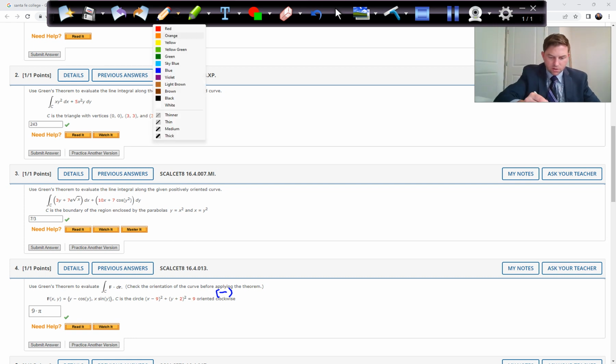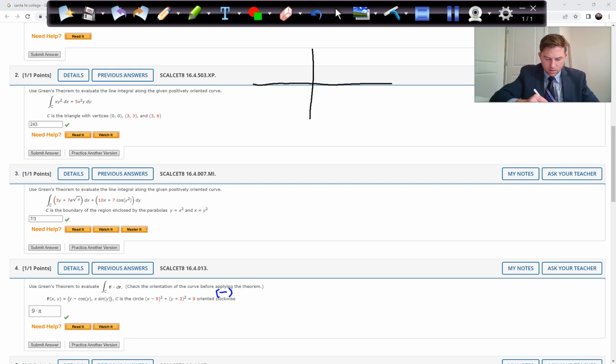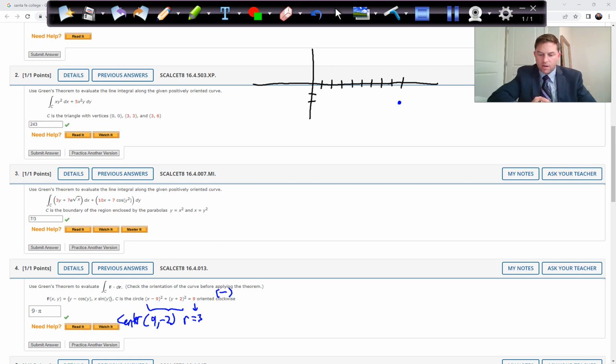Let's draw this picture. So let's find out what this thing looks like. So we have a circle 9 units to the right, and 2 units down. So the center of this circle would be 9 comma negative 2. And if it's equal to 9, then the radius equals 3, which is the square root of 9.